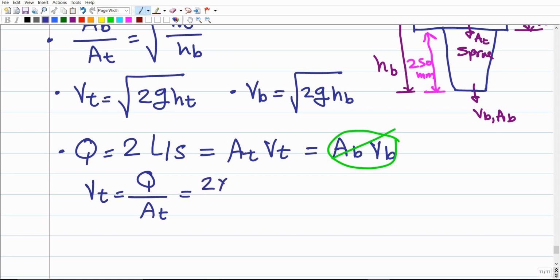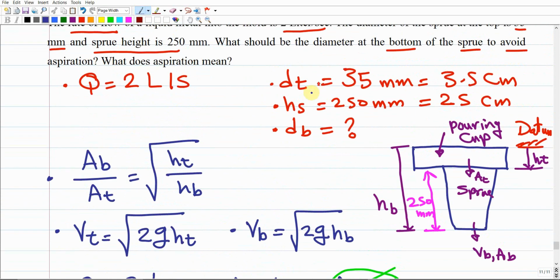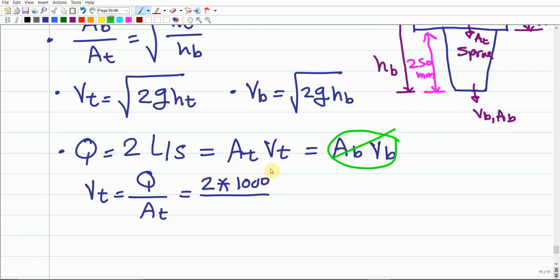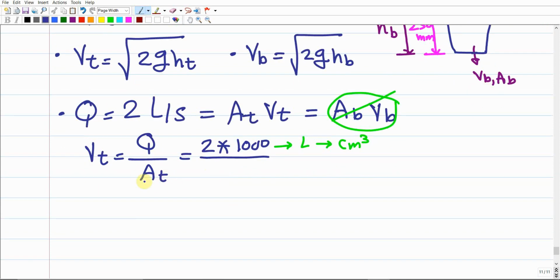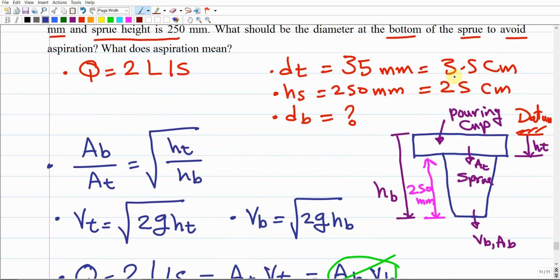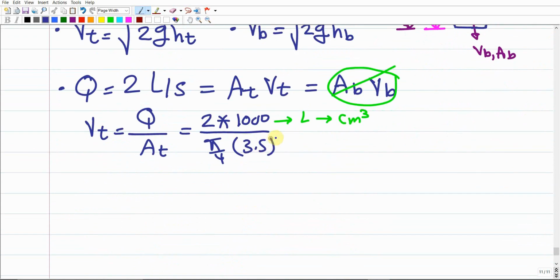The Q should be 2 times 1000, to convert from liter to centimeter cube, divided by the area at the top, which is gonna be pi over 4 times the diameter squared. The diameter is already given as 3.5 centimeter. This 1000 is to convert from liter to centimeter cube, right? So it means that we should have this one in centimeter. So it's going to be pi over 4 times the diameter, which is already given in centimeter as 3.5 centimeters, so it's going to be 3.5 centimeter squared.